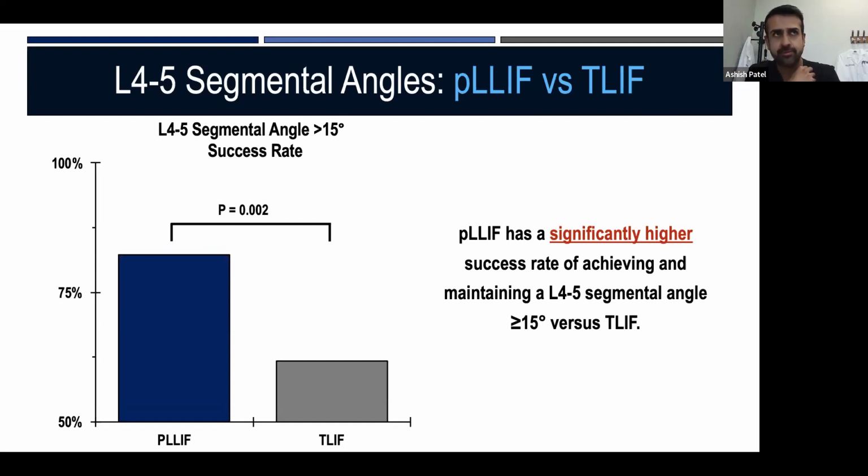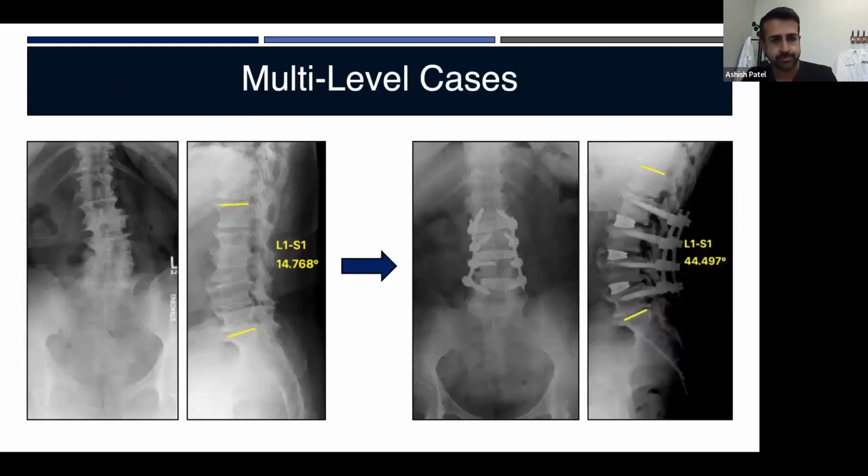And I feel that's really from what we intuitively know, which is a much wider release of the disc space, placing a much larger interbody that goes from apophysis to apophysis, and also in the anterior-posterior dimension as well. And those benefits from restoring segmental alignment apply both to single level cases and even multi-level cases like this.